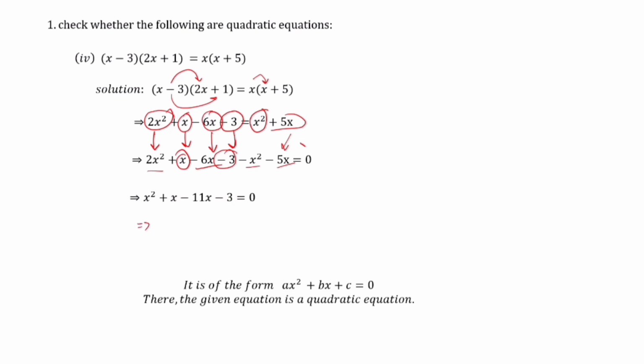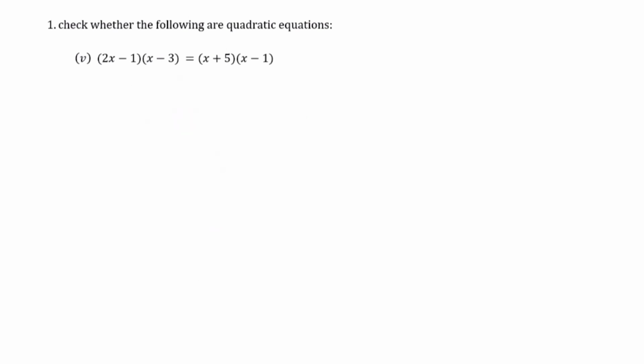Or x squared minus 10x minus 3 is equal to 0. So clearly it is of the form ax squared plus bx plus c is equal to 0. Therefore, the given equation is a quadratic equation. So this is question 5.